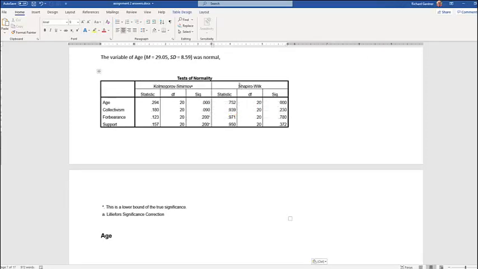One is for a large sample size, one is for a small, but depending on which book you read, it kind of flip-flops. Now they both agree that age violated the assumption of normality, because the significance on both of these is less than 0.05. So that's the only one.